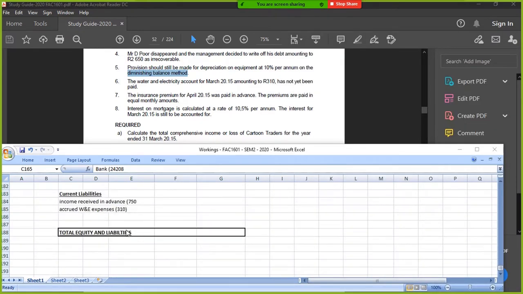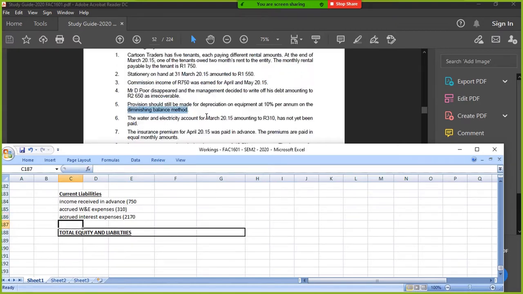Let's put that here at the bottom. Current liabilities, accrued interest expense. It's unpaid interest. What is the amount? 2170. And that's it. That was all the adjustments.